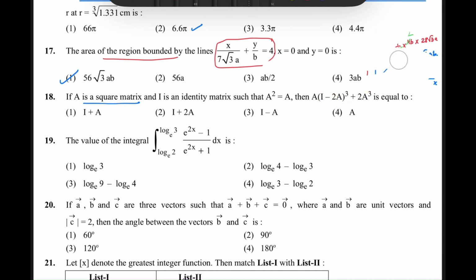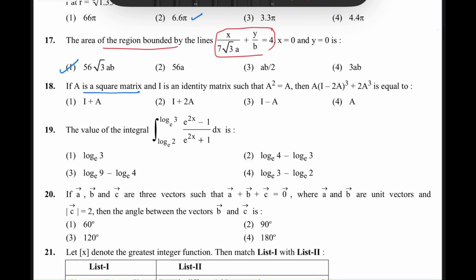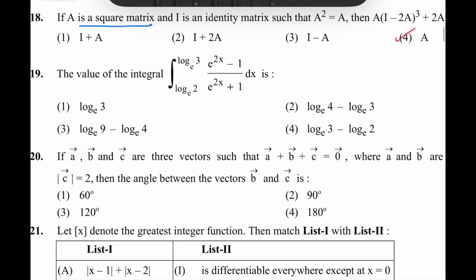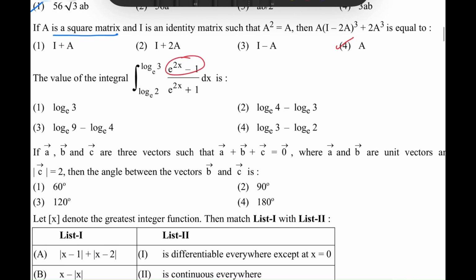Okay, let's quickly move to question number 19. So we need to solve this integral. How do we solve this integral? So we take e to the power x common from numerator and denominator, right? So then you are left with (e^x minus e^(-x)) upon (e^x plus e^(-x)) dx, right?